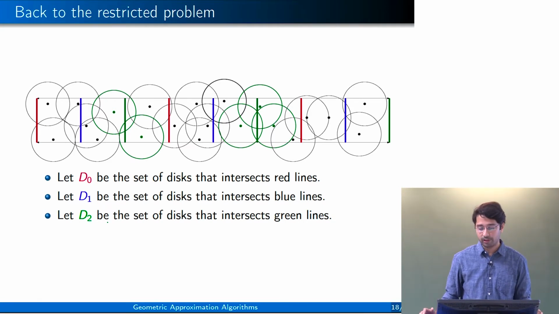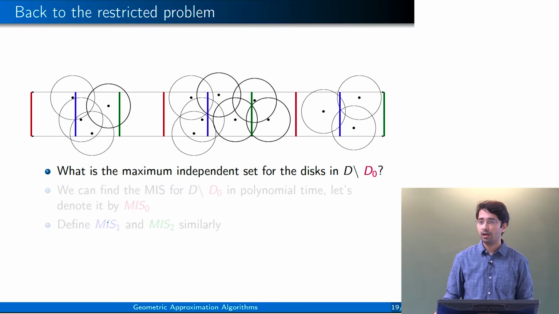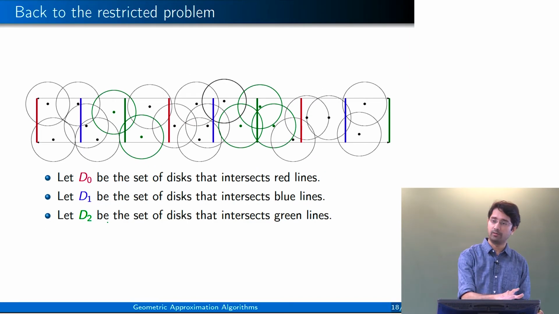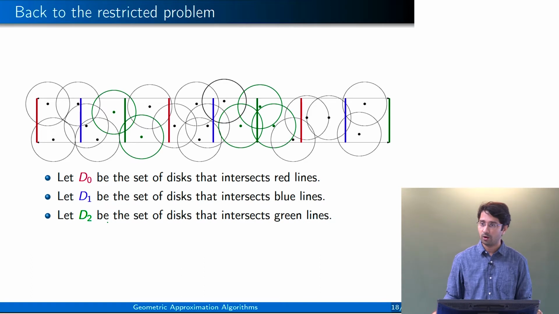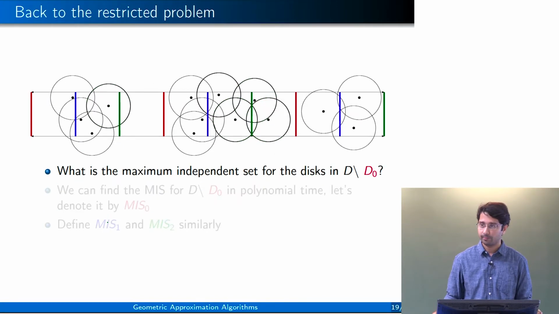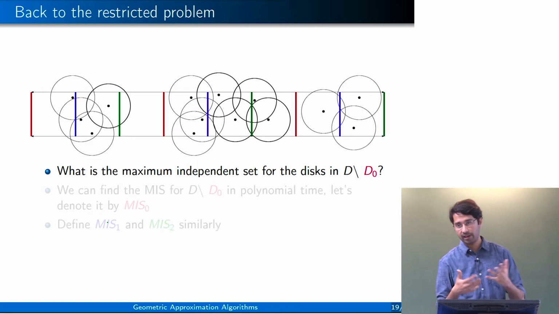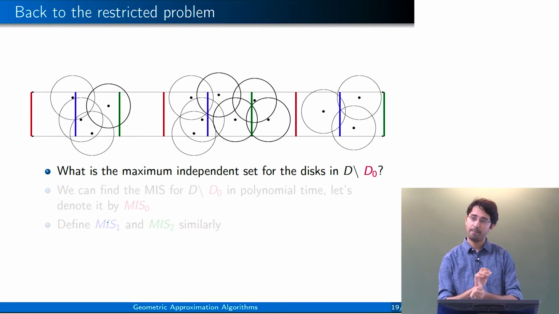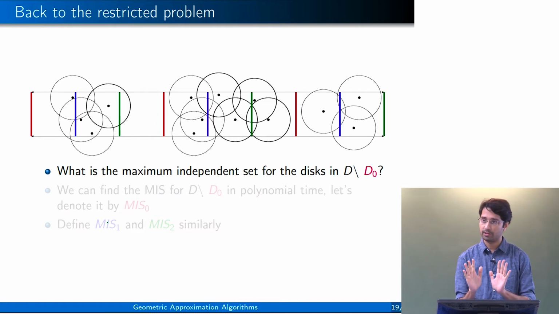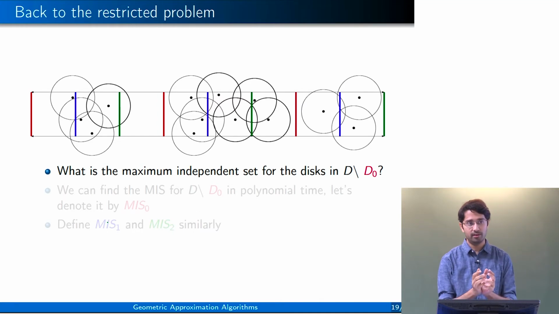Now, the funny thing happens. Suppose from the given set of disks, I delete all the disks which are red, I just delete. Now, I have the rest of the disks. Question is, can I find the maximum independent set for this set of disks? I deleted all the disks which intersect the red lines. Now I have some remaining set of disks and I am looking for a maximum independent set for this set of disks.